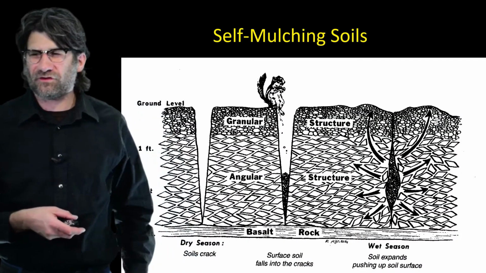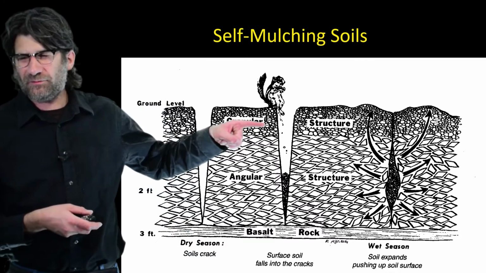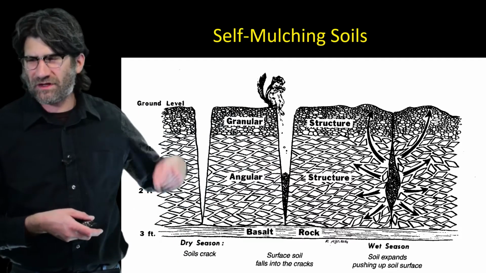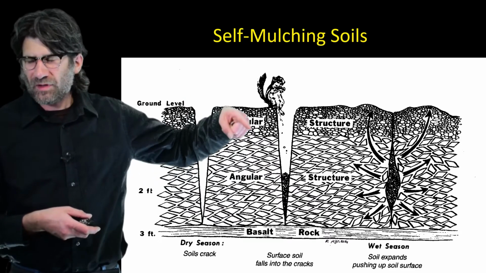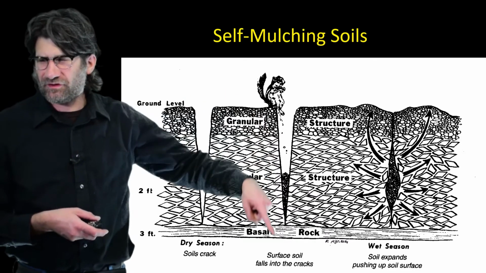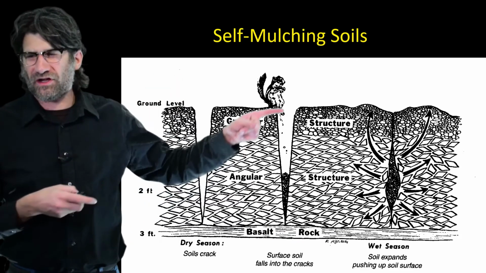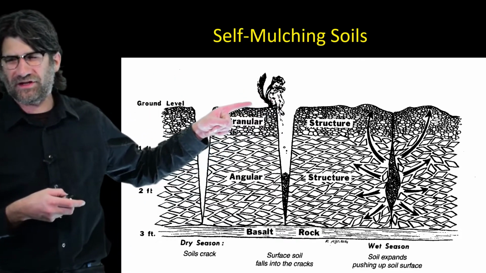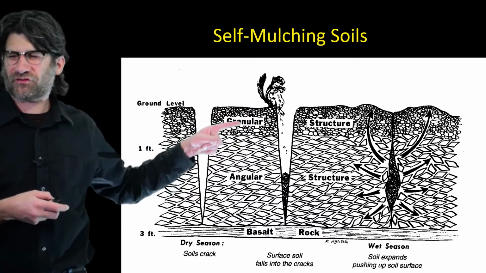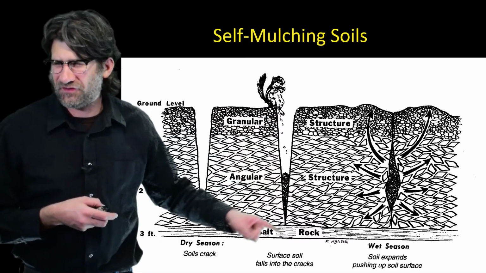Another word for these are self-mulching soils. And by self-mulching, what that means is they mix really well because you develop these big cracks and the material falls down into the crack and then it gets mixed in and then you repeat the whole process. And mostly I just like using this slide because, I don't know why, but there's a squirrel that's about to fall into this crack here.